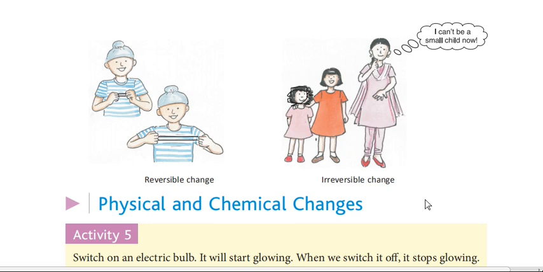See, physical changes are those changes which are temporary, reversible, and in which no new substance is formed. Those changes in which no new substance is formed are called physical changes. There is only a change in the shape or size of the substance, but the composition remains the same. It is called physical change.